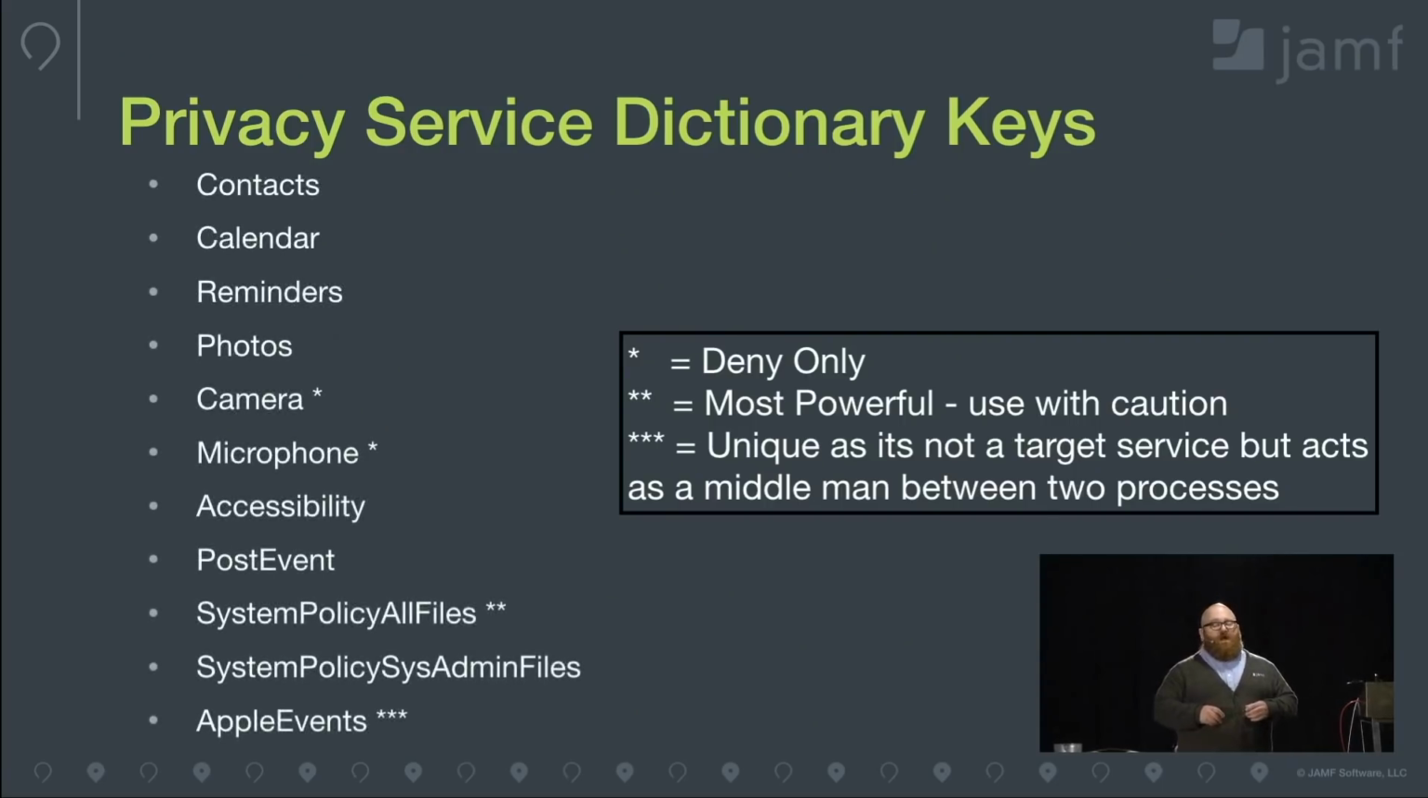Well, they did it through the Privacy Service Dictionary keys. They gave us access to 11 services, being contacts, calendar, reminder, photos, camera, microphone, accessibility, post-event, system policy all files, system policy sysadmin files, and then Apple events. Now, I have a couple asterisks there just to call out some variances. Both microphone and camera are deny only. There is no preemptive way to whitelist something.